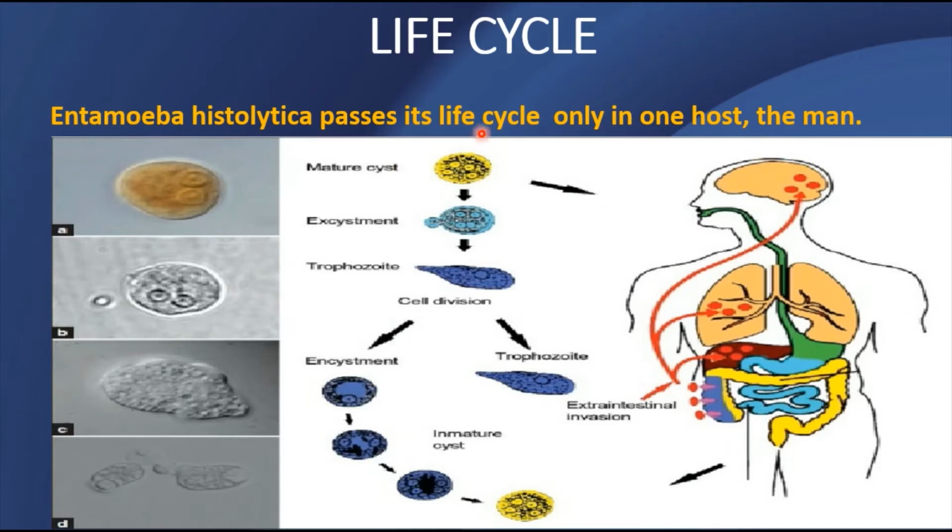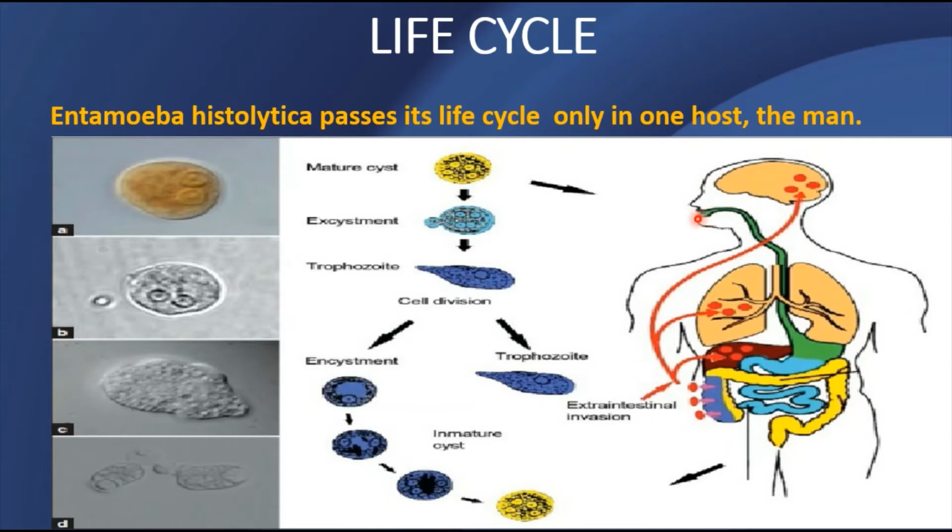Now the mature quadrinucleated cyst enters the human by the mode of infection through contaminated food and water, or mechanically by houseflies which fly on the contaminated food, and through uncleaned and contaminated fingers, even through vegetables when feces is used as manure. By all these routes, the mode of infection is by this mature cyst.